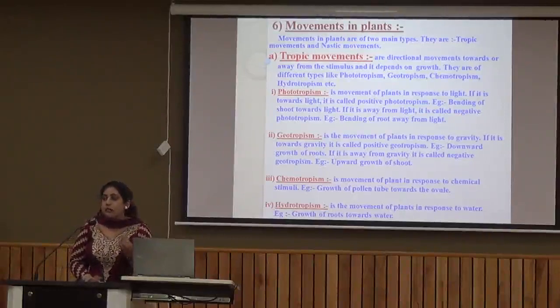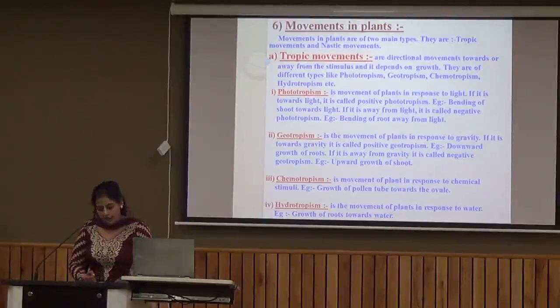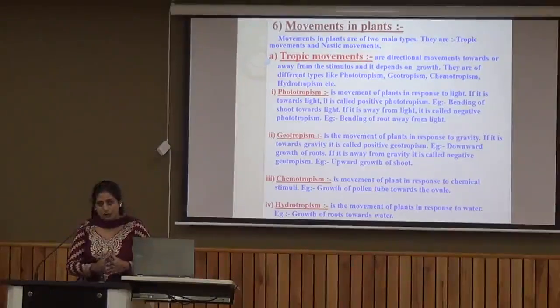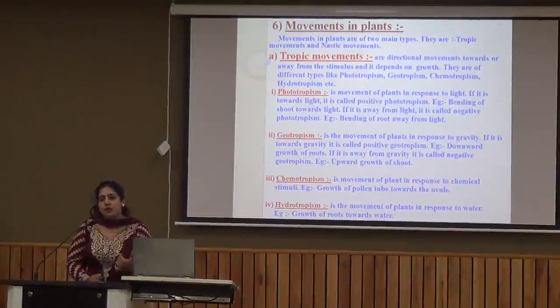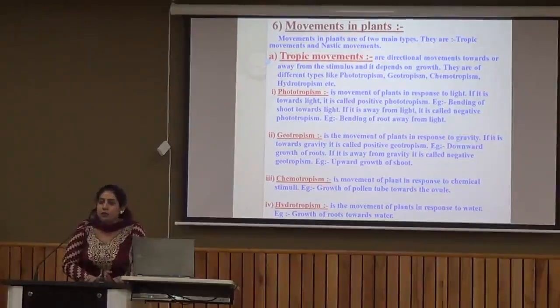That means the response is growth. First is photo. Photo, I think everyone knows, means light. So the response of a plant is towards the light. The stem will grow towards the light, and the root will grow away from the light. So positive phototropism will be shown by the stem and negative phototropism will be shown by roots.